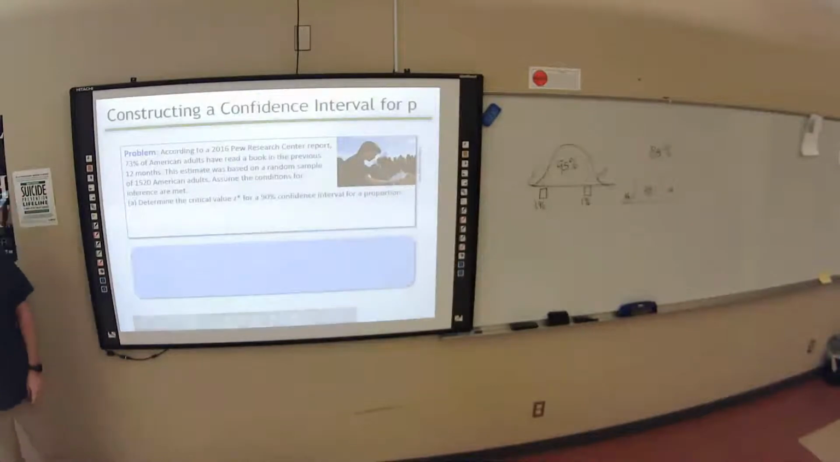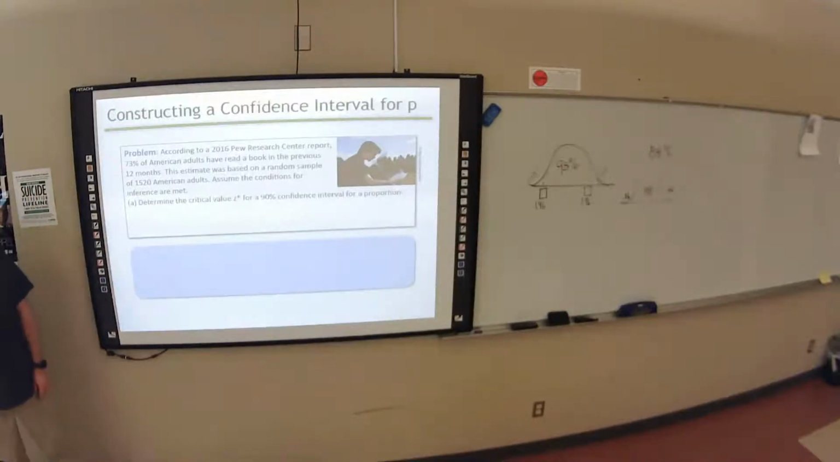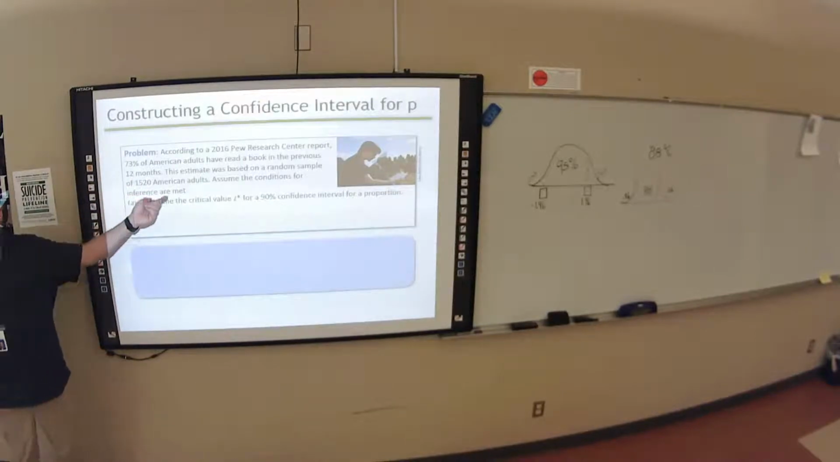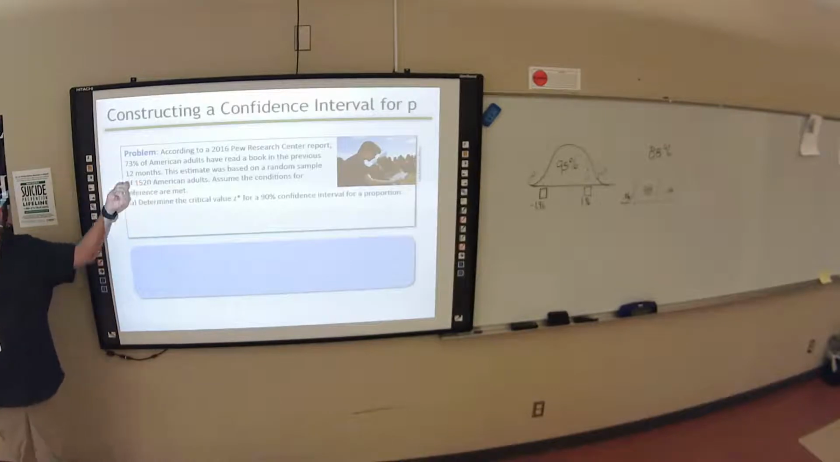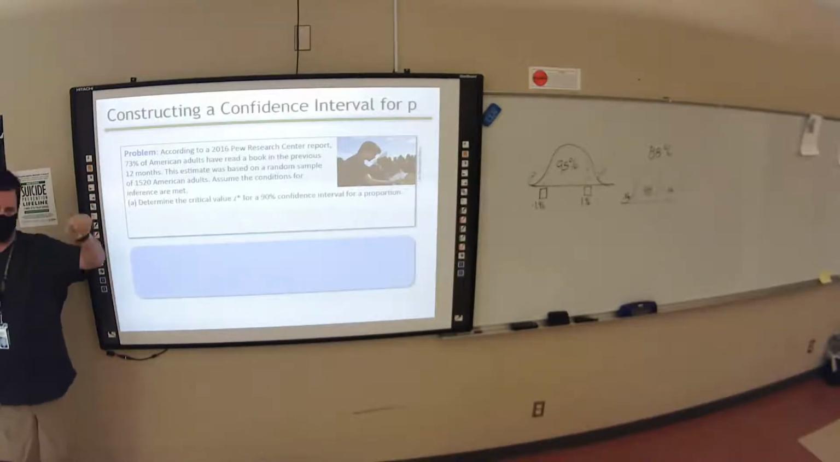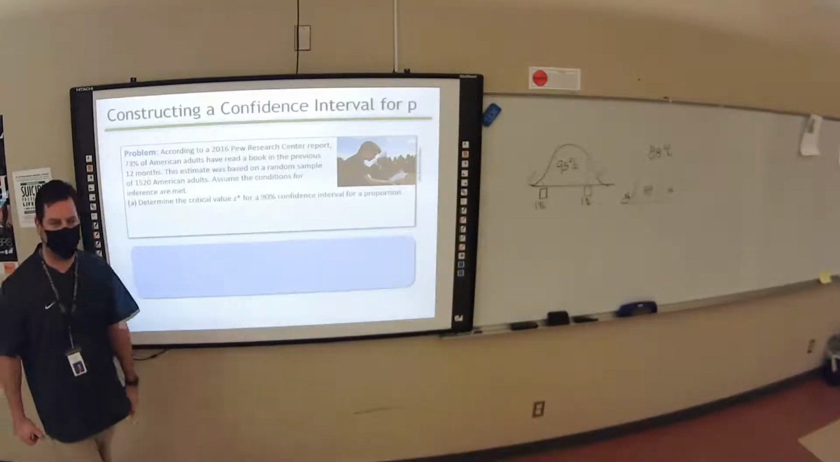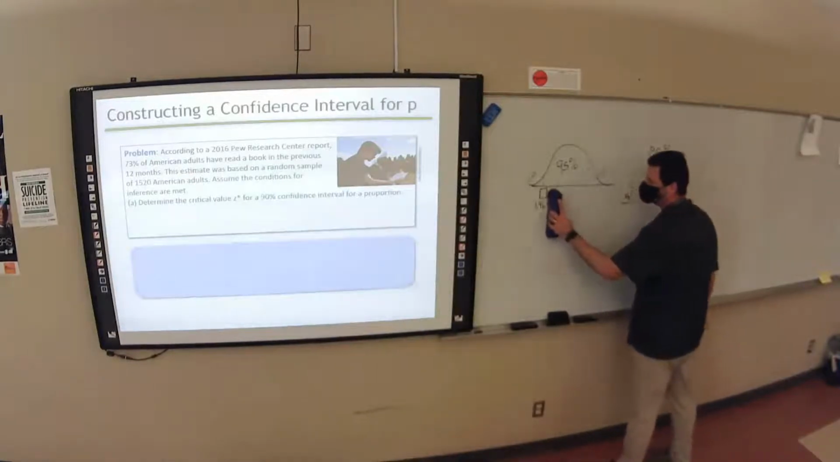According to a 2016 Pew Research Center report, 73% of American adults have read a book in the previous 12 months. This estimate was based on a random sample of 20 American adults. Assume the conditions for inference are met. Well, they're just telling me right now the conditions are met, so I don't even need to check them. That's what's nice when you see a problem like this. If you see conditions are met, you don't have to check each one of them, they're done. Determine the critical value for a 90% confidence interval.